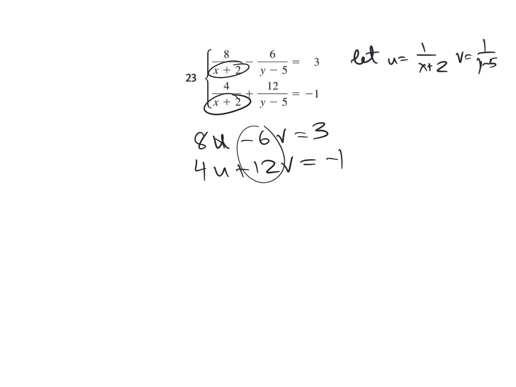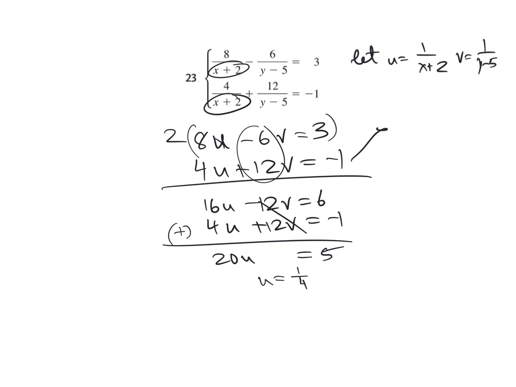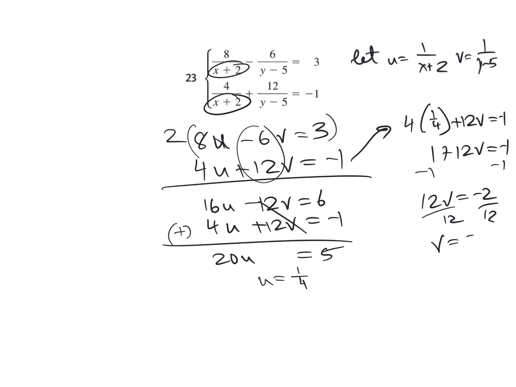So we can multiply the top by 2, get 16u minus 12v equals 6. And the second equation, you see that the v's cancel out. So 20u equals 5. u equals 1/4. 5 divided by 20 is 1/4. And let's just use this equation. 4 times u plus 12v equals -1. Subtract 1, 12v equals -2. Divide by 12, v equals -1/6.